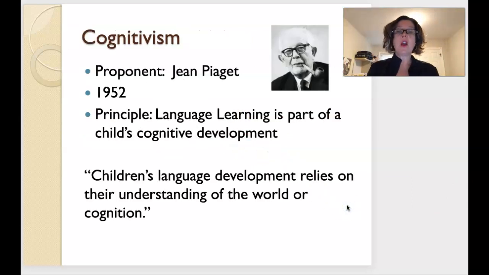Let's go on to cognitivism. This is Jean Piaget. Say it with a little French accent. Jean Piaget. His, excuse me. Oh, yeah, good. Cough on the hand. I will go sanitize after that.